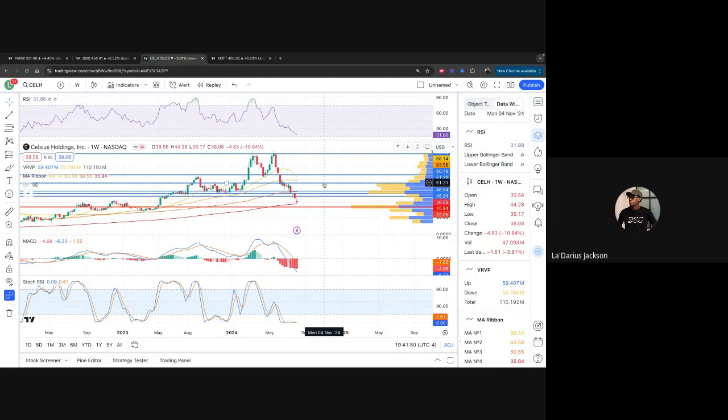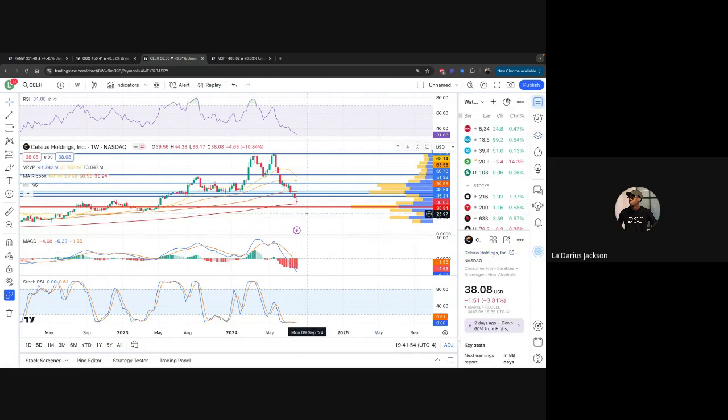Celsius. This is one that I've been talking about for a while. I started buying again at about 45. Right now it is at 38, and it's still pulling back. Some people think that Celsius is out of the game. Celsius has been pulling back a lot due to, I would say, some European based regulations on how they sold their beverages and the ingredients involved.